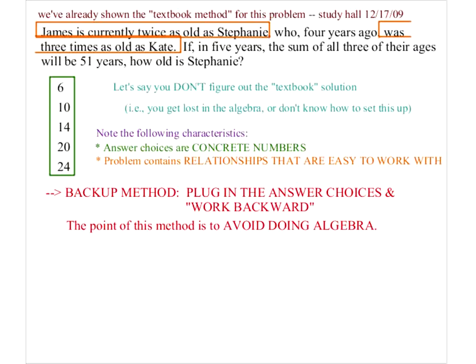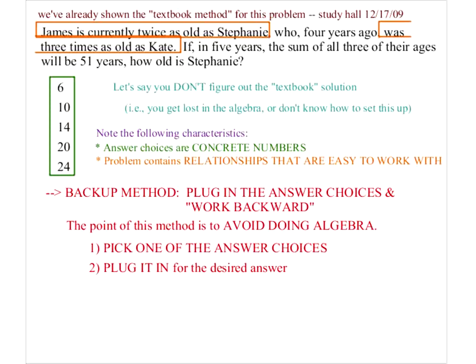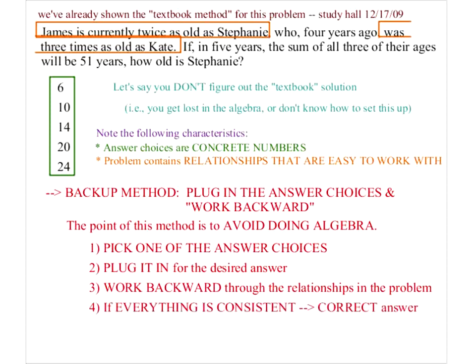Instead, here's how the method works. You pick an answer choice, you plug it in for the desired answer, work backward through the relationships in the problem, and then after you do that, if everything is consistent, then you've got the correct answer, and if there is an inconsistency, then you've got the incorrect answer. Okay, so we'll illustrate with this problem.